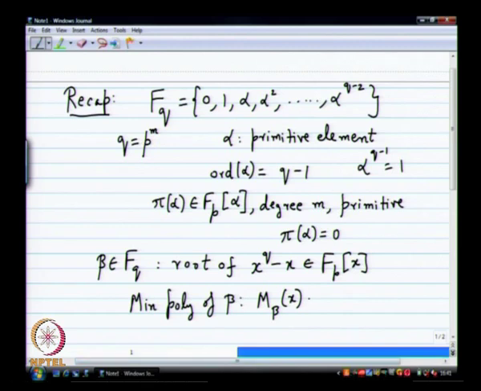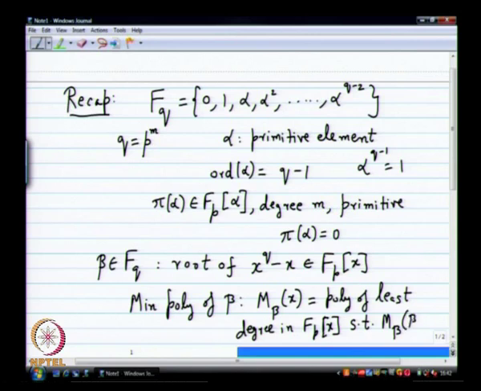M beta of x is the polynomial of least degree in Fp[x] such that M beta of beta equals 0. So there was a point that Avinash was making that this does not quite uniquely define it. Why does it not uniquely define the polynomial?